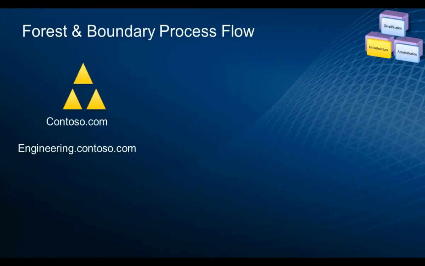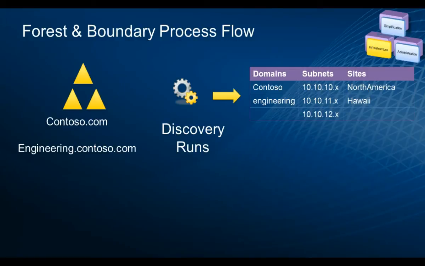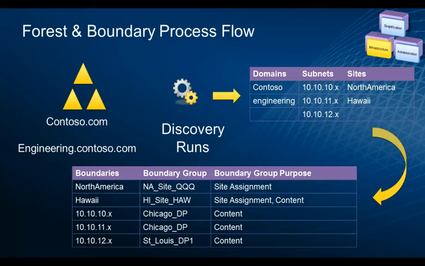So as we talk about forest and boundary process flow, let's just talk about how the forest and boundaries are processed with things like discovery for an organization. So you can see here we have engineering.contoso.com. Their discovery runs on Contoso in North America. Engineering is a domain in Hawaii, and they have some different subnets there. And as you think about the boundaries, they've got a North American boundary, a Hawaiian boundary, and then they have actually 3 IP-based boundaries. And you can see the different boundary groups that are defined there. And then in the bottom table on the right, the boundary group purpose is site assignment with content, or some of the smaller locations like Chicago's 10x and 11x, or the St. Louis 12x site are purely just for content distribution.